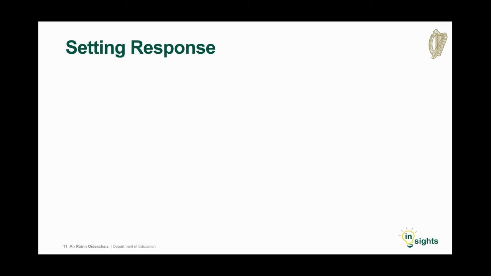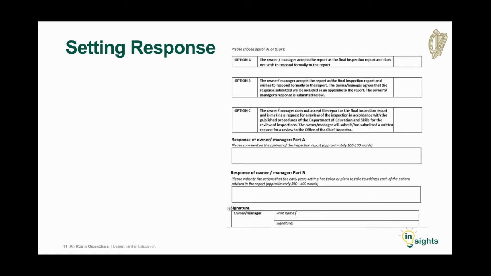After your draft report has been through the factual verification process, a finalised report is prepared. The finalised report is issued, again by the Secretariat by email, to the designated contact person in your setting for setting response. It is strongly advised that this final report is shared with all management and staff who participated in and were involved in the inspection. The designated person in your setting is invited to complete the setting response form, which will be emailed with the final report. There are 3 options, A, B, and C, and you must choose one option.